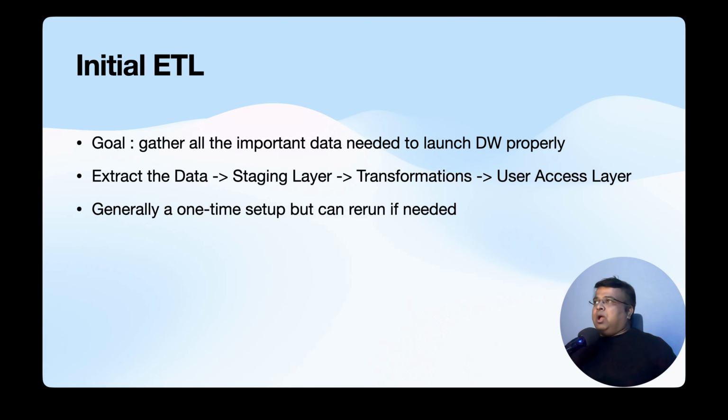For now, we'll be focusing on the first one, that is the initial ETL, and I'll talk about incremental ETL later on. So, as the name suggests, initial ETL is typically something that you do only once, usually right before the data warehouse officially goes live. The goal here is to gather all the important data needed to launch the warehouse properly. So we extract the data from source systems, move it into the staging layer, perform all the necessary transformation, and finally load it into the user access layer. Once that is done, the warehouse is basically ready for reporting, dashboards, analytics, and business intelligence activity.